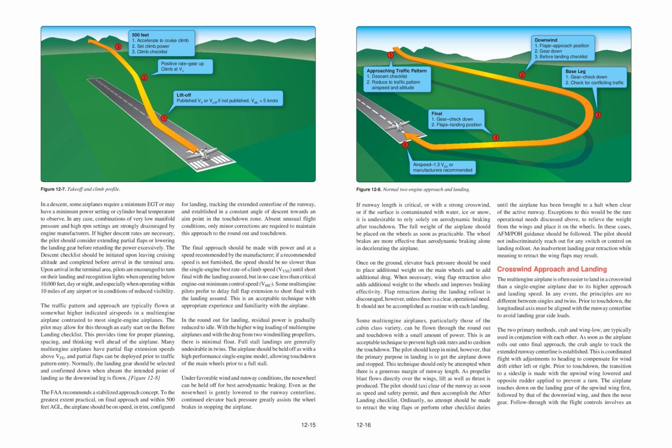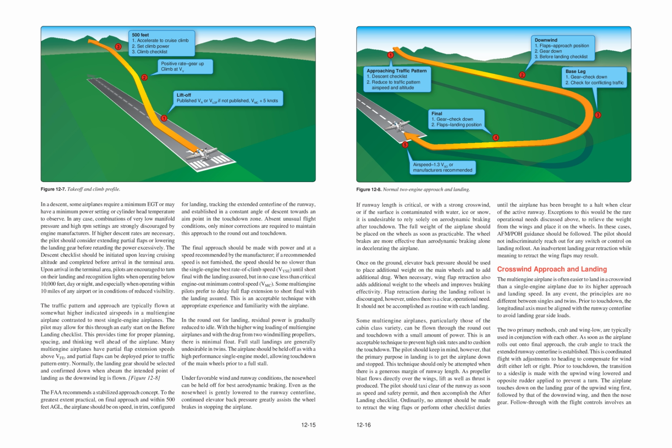Many multi-engine airplanes have partial flap extension speeds above VFE, and partial flaps can be deployed prior to traffic pattern entry. Normally, the landing gear should be selected and confirmed down when abeam the intended point of landing as the downwind leg is flown. Figure 12.8.